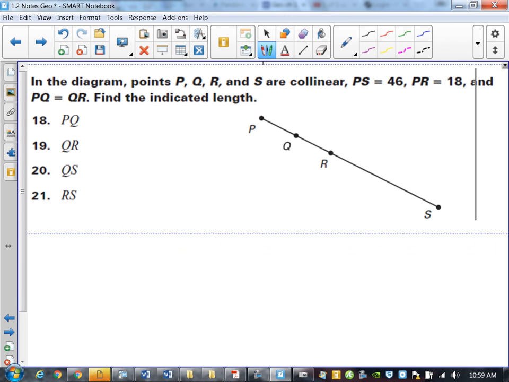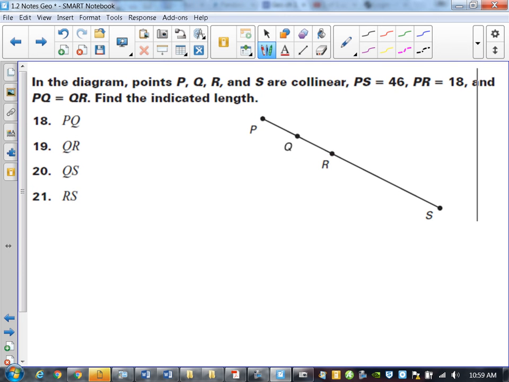I only have 2 more examples here, guys, and we're running a little short on time. So, in this case here, it says points P, Q, R, and S are collinear, and it says that PS is 46, PR is 18, and PQ equals QR.